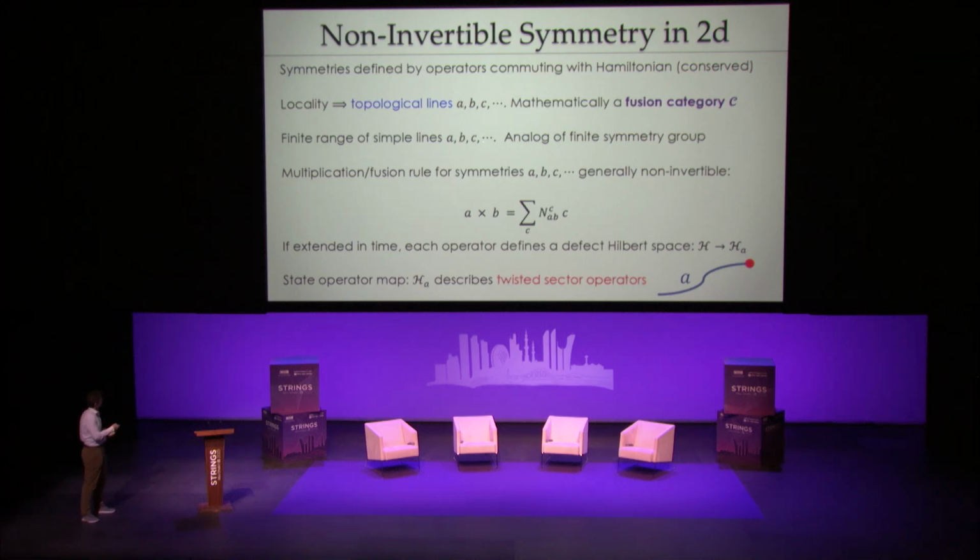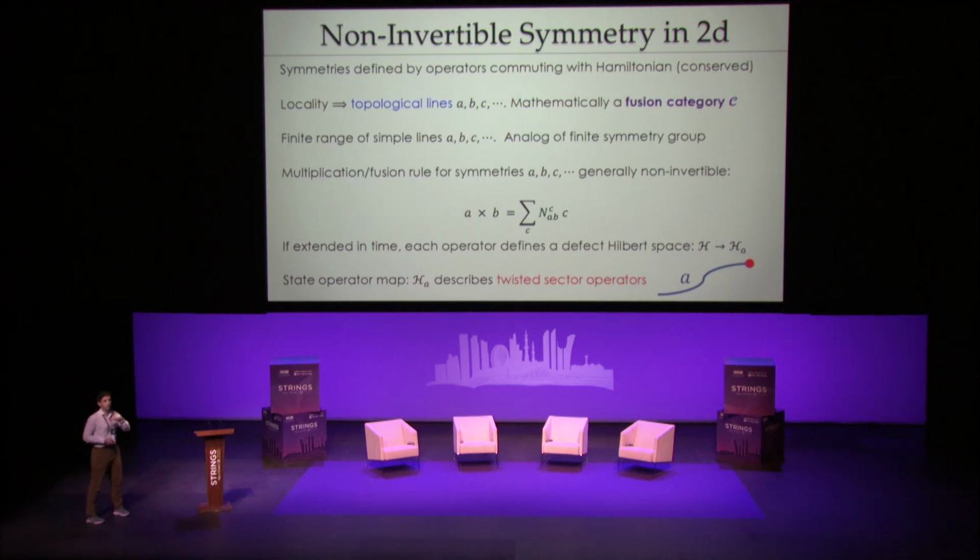So in particular, I'll assume a finite range of these labels, A, B, C. And so I'm talking about the analog of a finite group in this talk. Now, just like the group case, there's a multiplication rule. But in this case, it's a more interesting multiplication rule. It's a fusion rule. So A times B doesn't have just one term here, but in general, a sum of other terms with some interesting coefficients. And that's where we see the non-invertible nature of the symmetry.